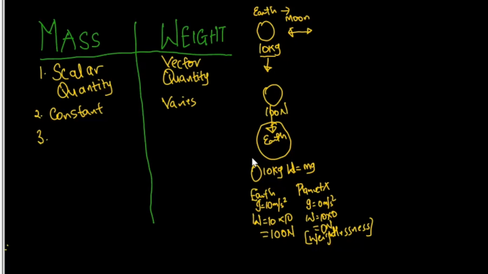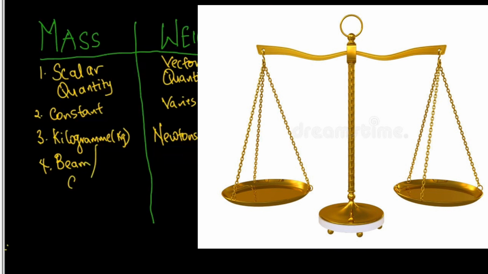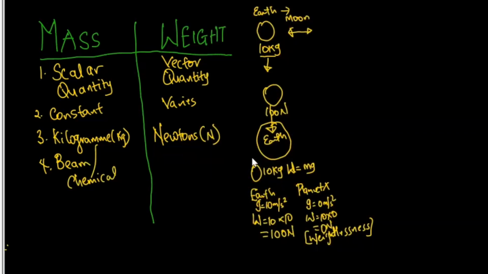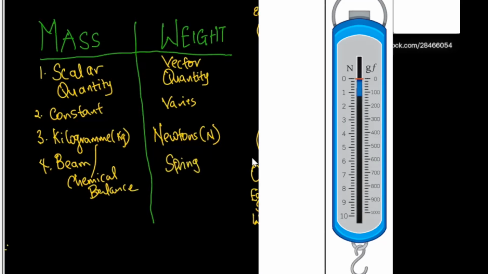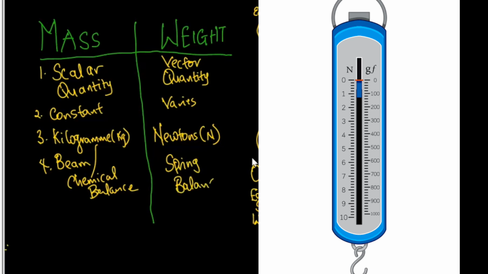Thirdly, mass of a body is measured in kilogram, or the symbol is kg. Then the weight of a body is measured with newtons, the symbol is N. And lastly, the mass of a body, like we said in the previous part of this video, is measured with a beam or the chemical balance, while the weight of a body is measured with a spring balance, as displayed on your screen.